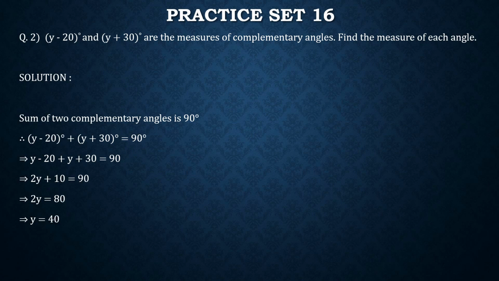Now we have just found the value of y. So let us substitute y is equal to 40 in the measures of the two angles given above. Hence the measures of the two angles are y minus 20, that is 40 minus 20 is equal to 20 degrees, and y plus 30, that is 40 plus 30 is equal to 70 degrees. Hence the measures of the two angles are 20 degrees and 70 degrees.